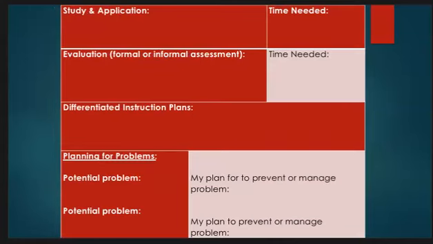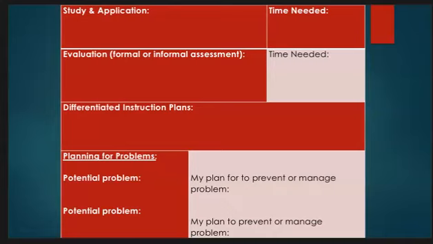Study and application. What activities will your students do to apply, to study, to practice this, both the content and the language? How much time will that take? And then evaluation. How will you assess whether your students have achieved your objectives? It can be formal, it can be informal, it could be both, but be specific and note the time that you're going to need for those also.